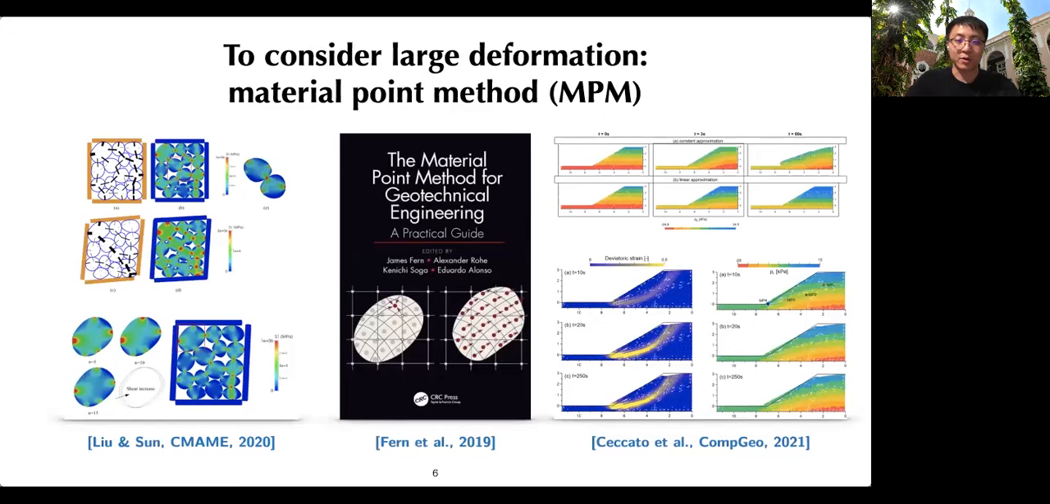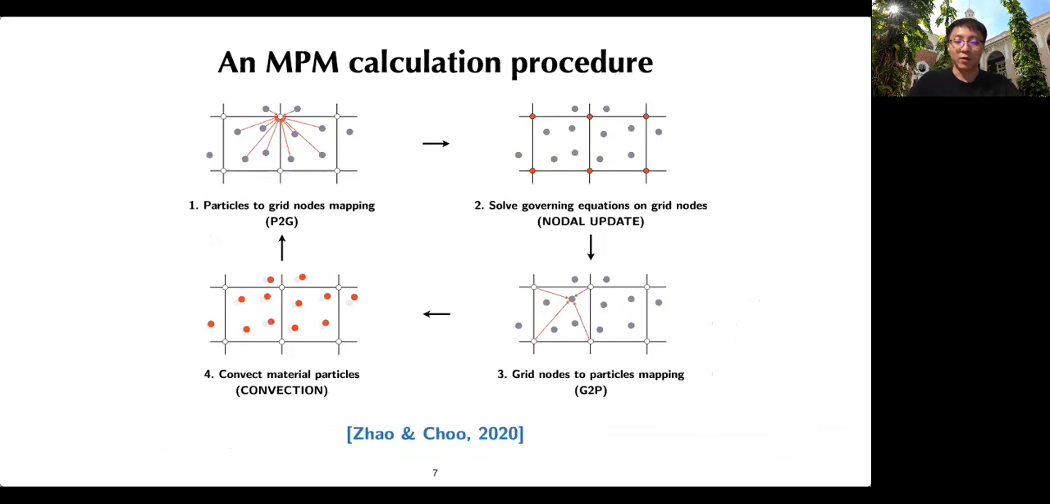In order to consider large deformation, the material point method, or MPM, is an ideal choice. This method has recently been widely used in a variety of geotechnical problems involving large deformation. The following figure is the calculation procedure for the MPM. In the first step, we map the information from the particles to the background grids. In the second step, we solve the governing equation on background grids. In the third step, we map back the information to the particles, and in the fourth step, we convect the particles. Among them, the second step is actually exactly the same as the finite element method. So MPM can be understood as a modification of FEM with movable quadratures.